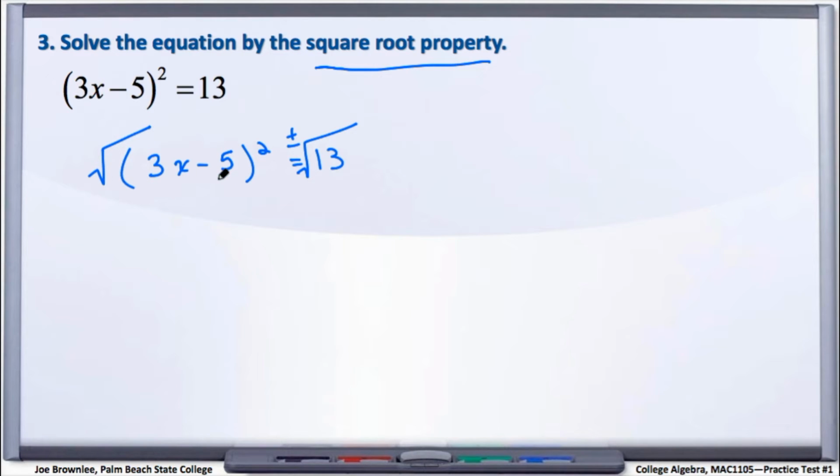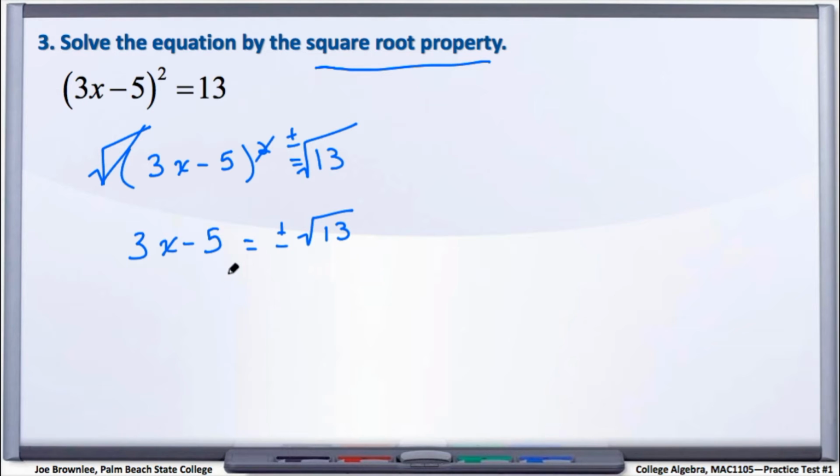Now here on the left, taking the square root cancels this second power, and we're left with just the quantity 3x minus 5, the original quantity that was being squared. And then here on the right, we're going to have plus and minus radical 13. Now, if we could break down radical 13, we would certainly want to do that, but I don't think we can break radical 13 down, and so it's going to stay just as it is.